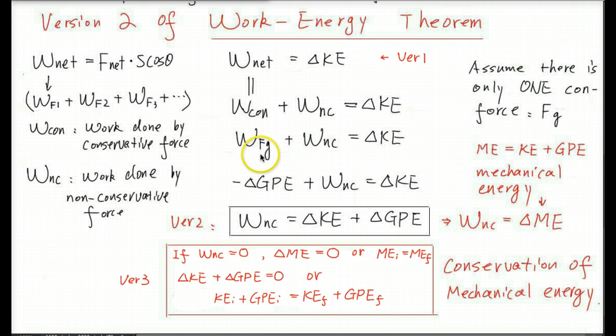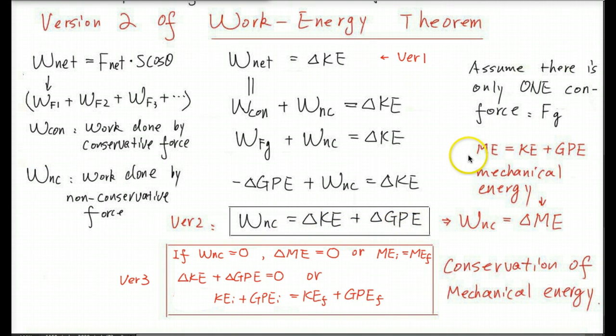We also know that WFG equals negative delta GPE, the negative change of gravitational potential energy. So we move this term to the other side. Eventually we get WNC equals delta KE plus delta GPE. It means the work done by non-conservative forces equals the change of KE plus the change of GPE.